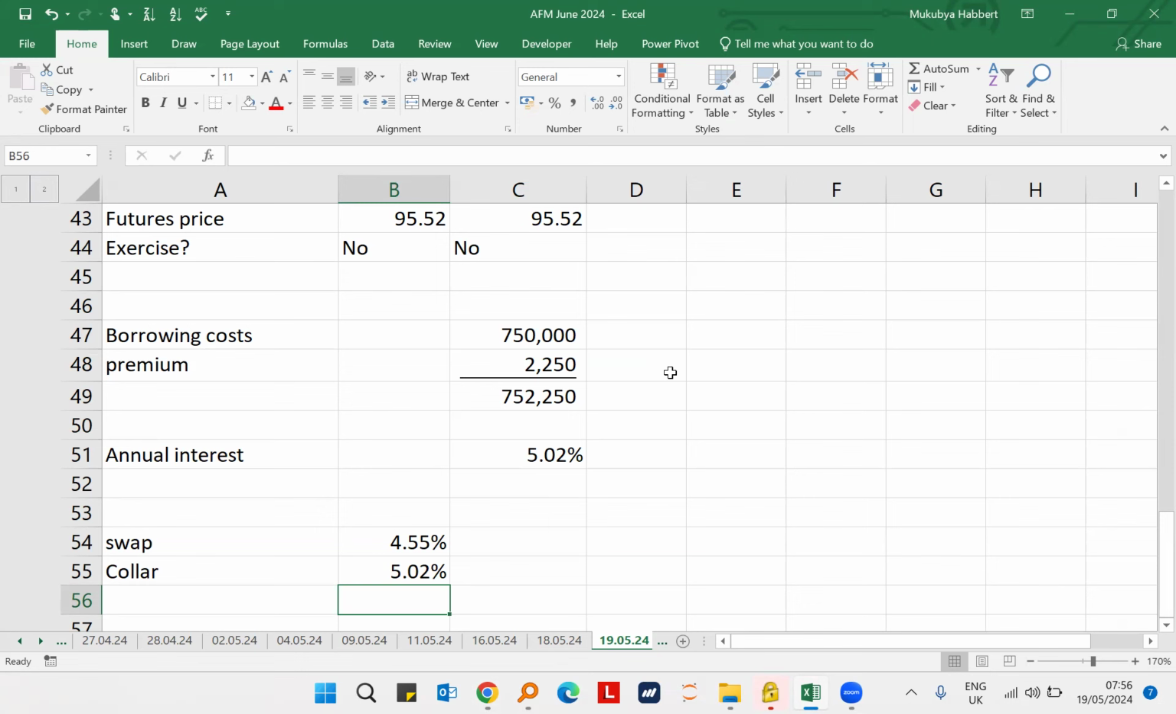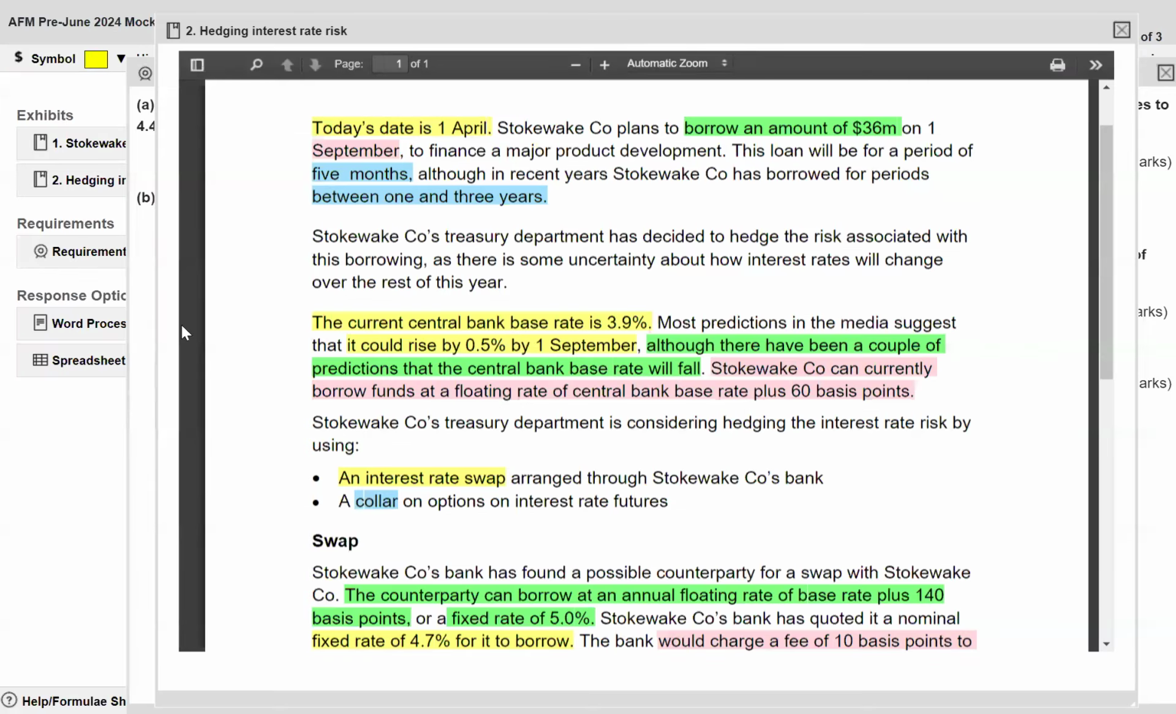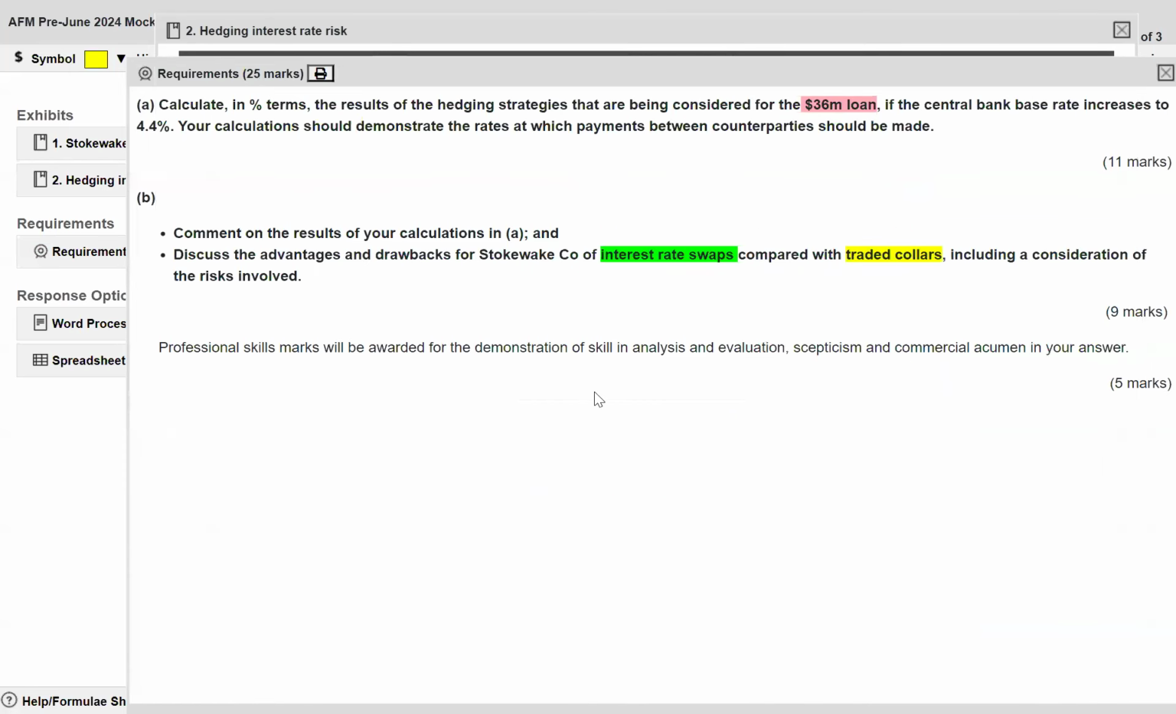So another thing they told us to discuss as part of this comment was the advantages and drawbacks of using interest rate swaps and collars, including the risks that are involved. So what are the advantages of using swaps? I'm waiting for you to give me some advantages of swaps.